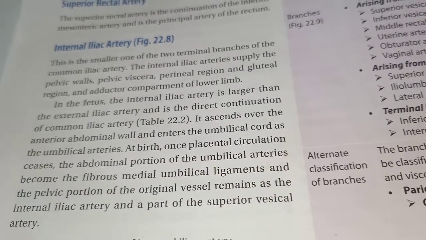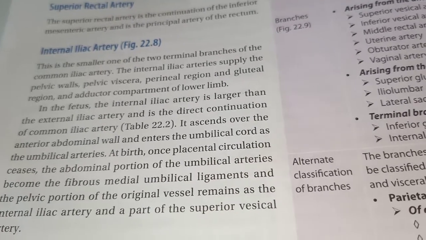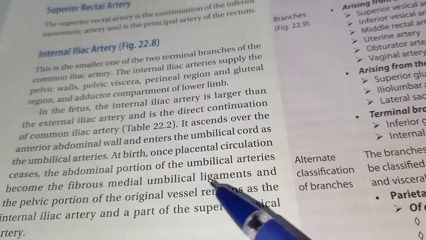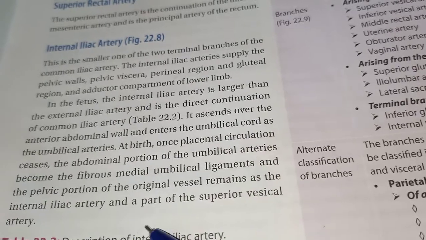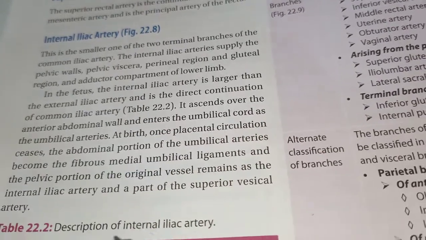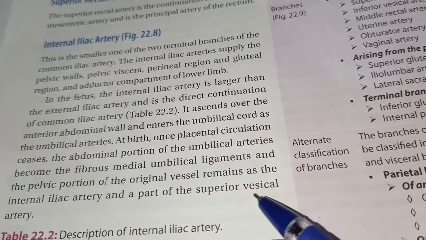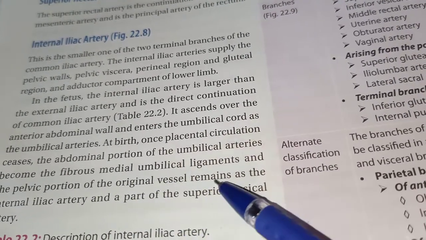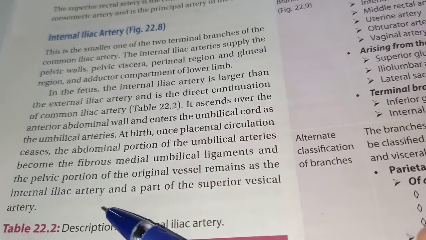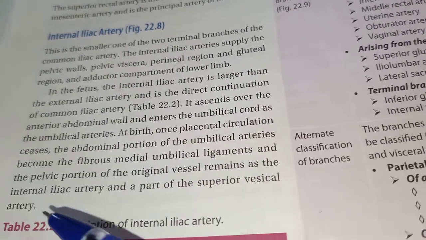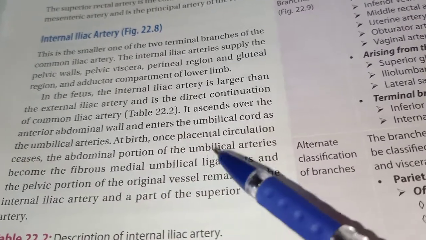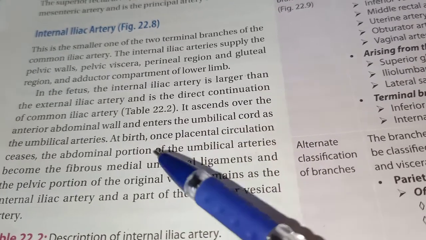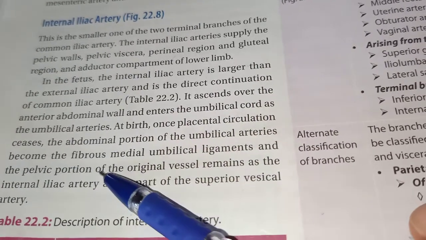So what would be the remnant of the umbilical arteries? In the abdomen, it is the medial umbilical ligament, and in the pelvis, it is the internal iliac artery and part of the superior vesical artery. These are the remnants of the umbilical arteries once the placental circulation ceases.